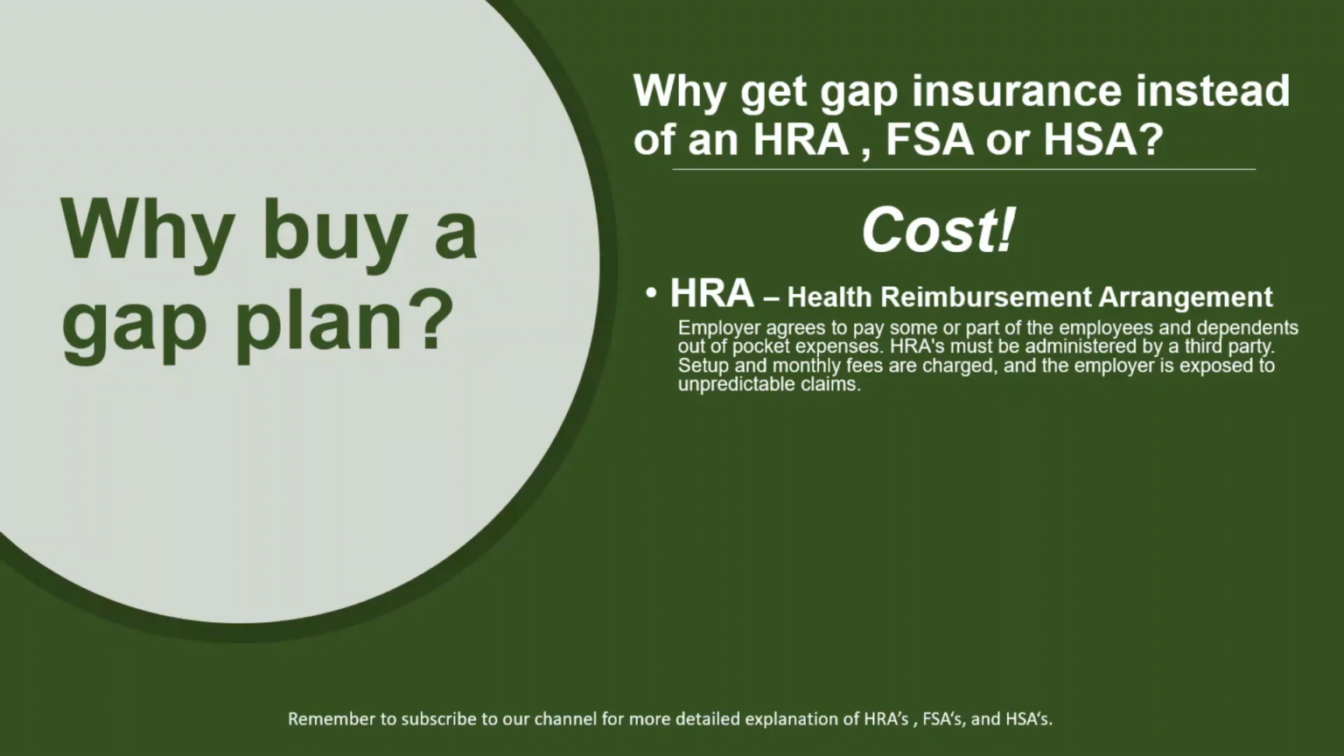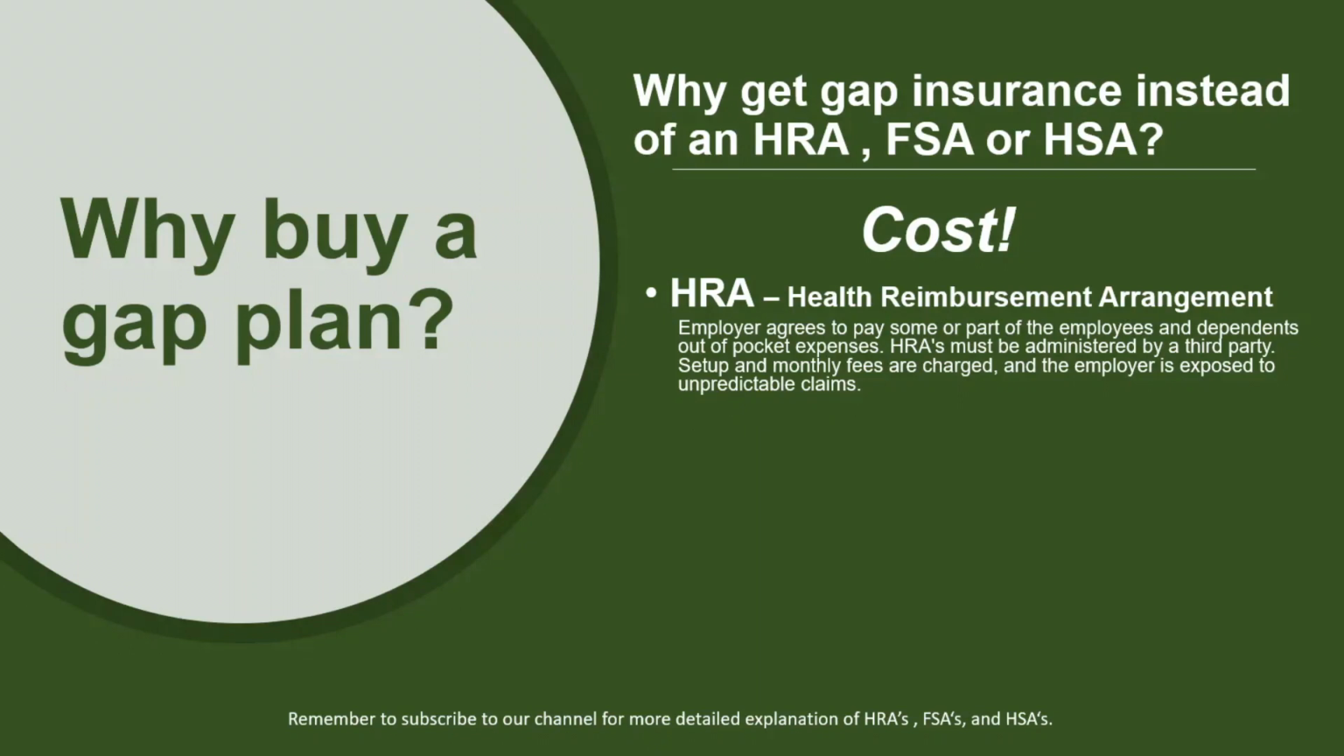On a health reimbursement arrangement, the employer agrees to pay some or part of the employee's and dependents' out-of-pocket expenses. An HRA must be administered by a third party, and setup fees and monthly fees are charged, and the employer is exposed to unpredictable claims. So on an HRA, an employer increases his or her deductible on the health plan to lower the cost, and in return funds the HRA.